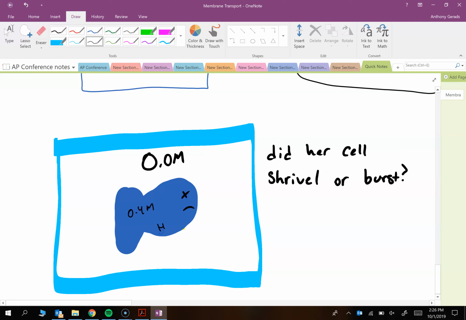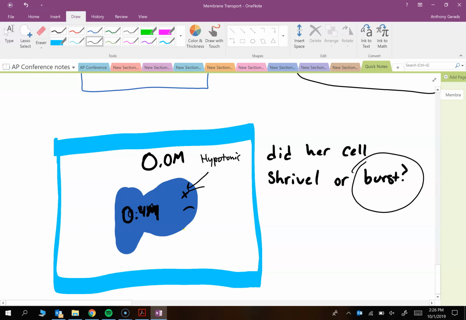We'll say Dory's hyper. Well, she's not too hyper. So Dory's hypertonic. What about the water? Is the water hyper or hypo? Hypotonic. And we said water always moves from where to where? Hypo to hyper, meaning water's going to move in, meaning her cells will burst.